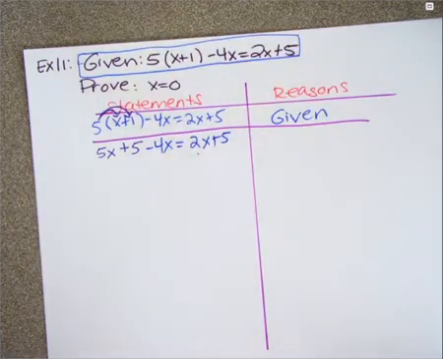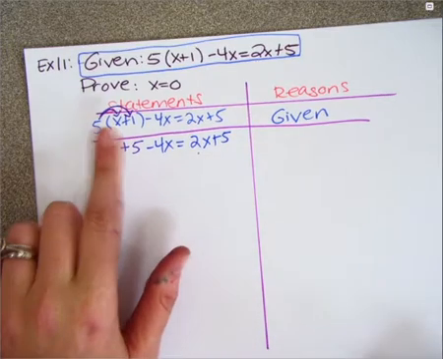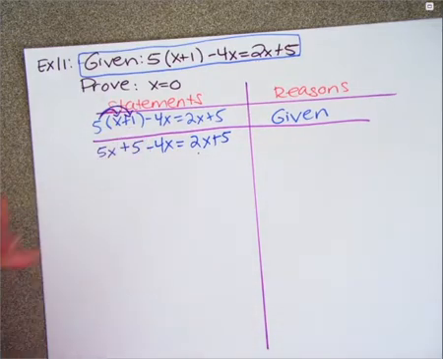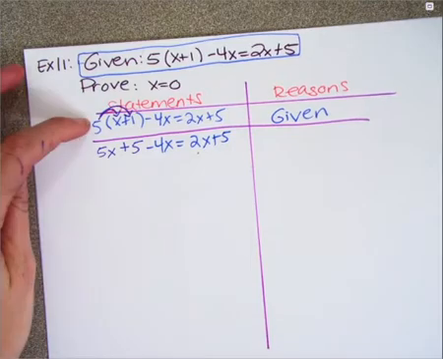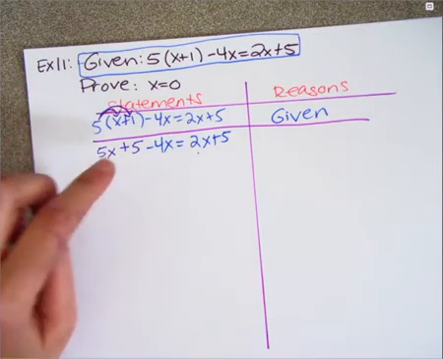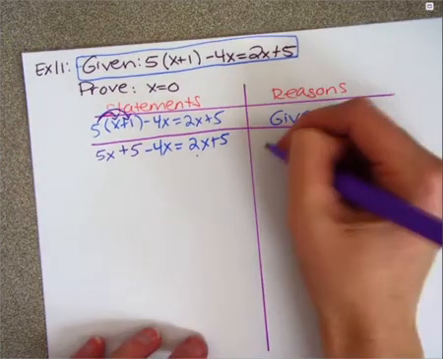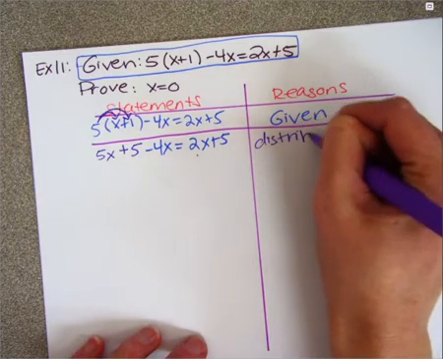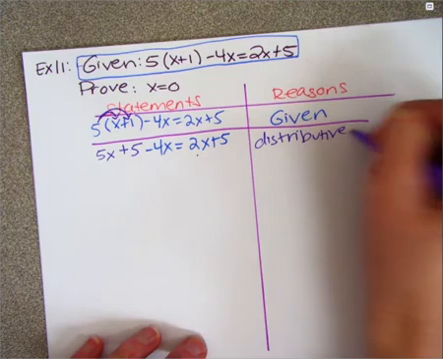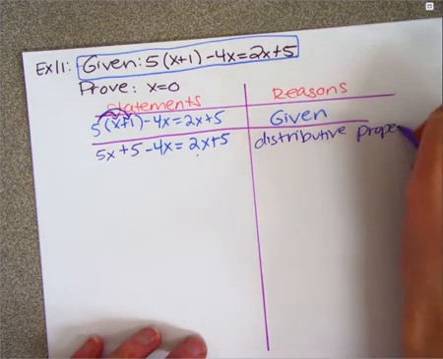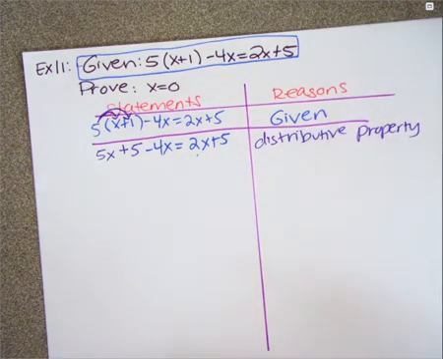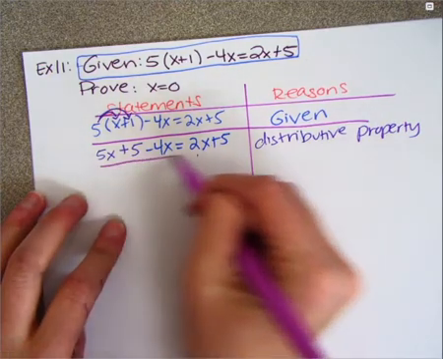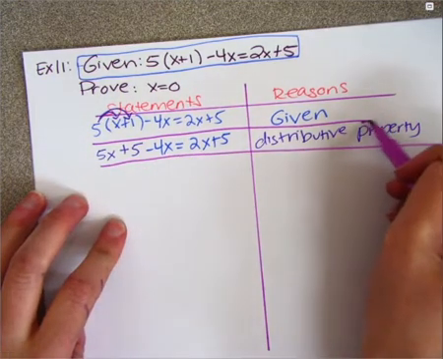All right, and since I distributed the 5 to the x and the 1, what would be my reason? What did I do to get from here to here? I did distribute that thing. So this would be the distributive property. Lovely. All righty, let's keep going. I'm going to extend this because it's bothering me.